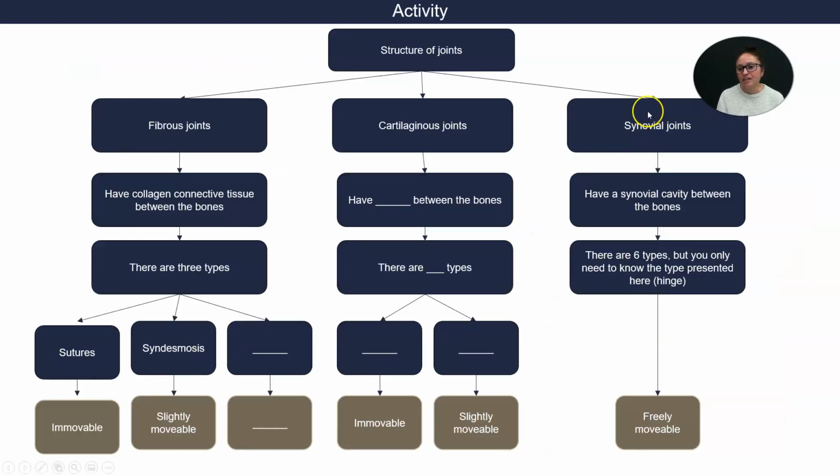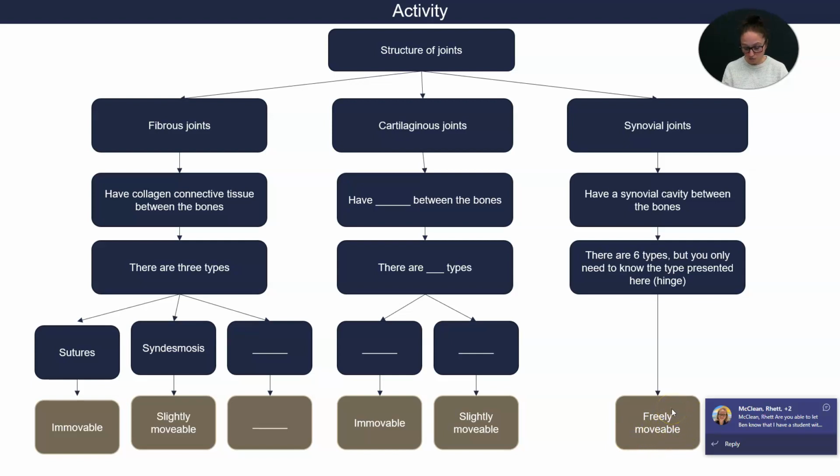All right, now, synovial joints, they have a cavity, okay, between the bones. It's a space between the bones. There is space in there filled with fluid. There are 6 types, but you only need to know the one here. Now the type of synovial joint for the knee is called a hinge joint, okay? And these synovial joints are freely movable, okay? Freely movable.